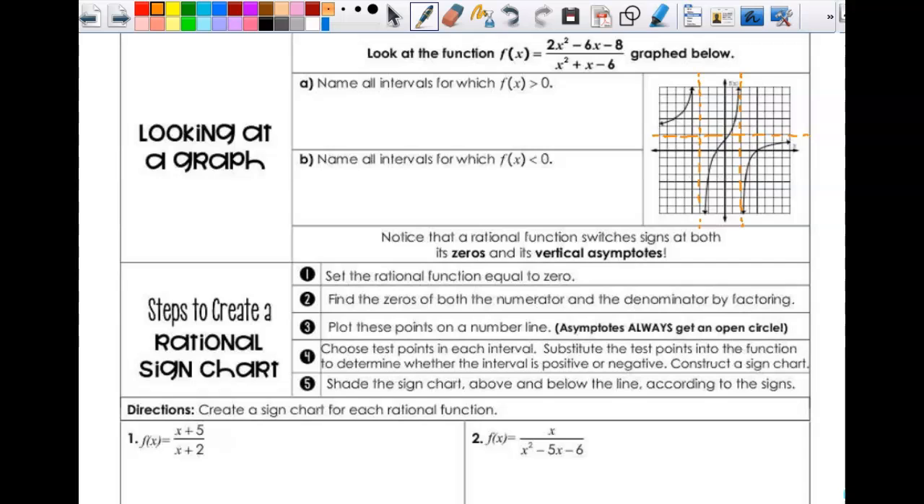Okay, so now it says, name all the intervals for which f of x is greater than 0. So when is the function positive? All right, well, the function is positive here. And because of this horizontal asymptote, I know that my end behavior means that this function is right around here, so it should stay positive the whole time. It's also positive here and here. So we're going to write our intervals just like we did before. That's when your y values are positive, but our intervals are always of x.